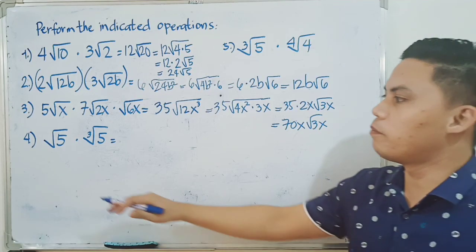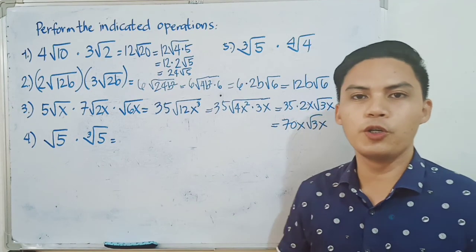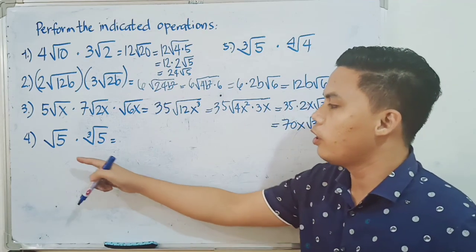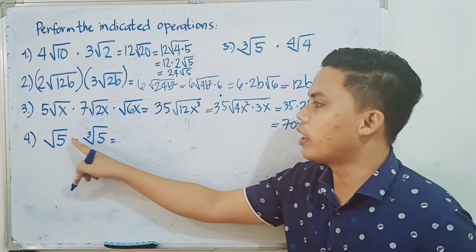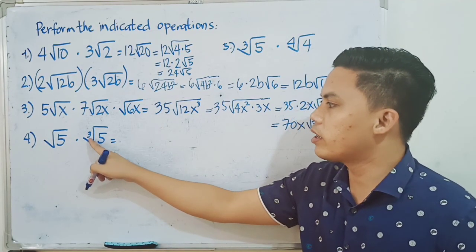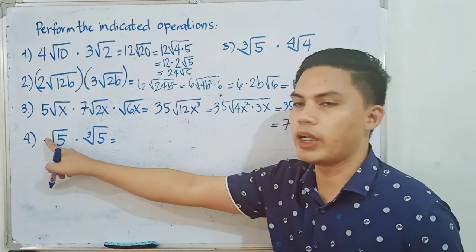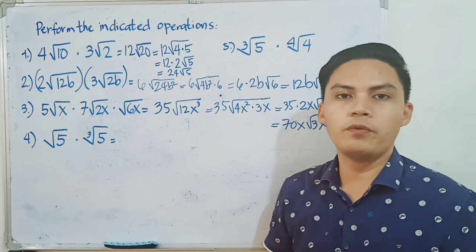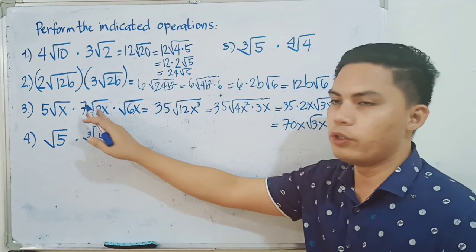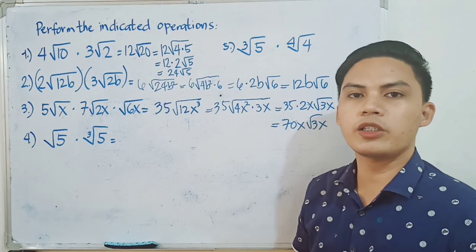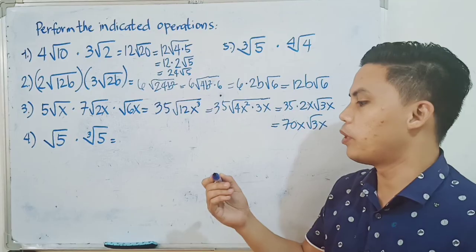Next example, we have the square root of 5 times the cube root of 5. So kung mapapansin natin, although parehas sila ng radical na 5, hindi sila parehas ng index. Yung isa is ang index niya ay 3, yung isa naman ang index niya ay 2. So, if we encounter this type of problems, all we need to do is to transform yung radical expressions natin into an expression with rational exponents.